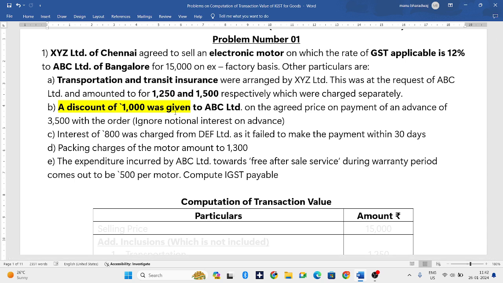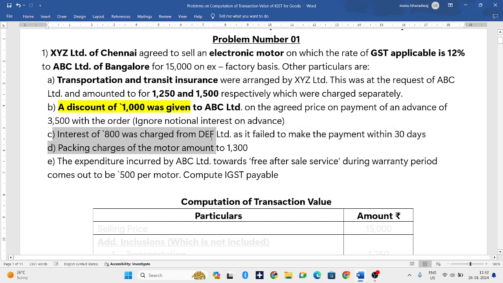So these type of discounts are not trade discounts. It is not a normal practice of discount. So such discount should not be given. But they have given it off, which means they have deducted. It shouldn't have been deducted. So we will add it.